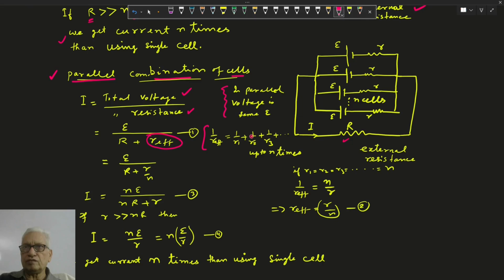Effective will be 1 upon R1 plus 1 upon R2 plus 1 upon n times, and R is same, so it will be N by R. Reciprocal here is R by N put here. So current will be E upon R plus R by N. So N will go up. I is equal to NE upon NR plus R, given by equation 3.